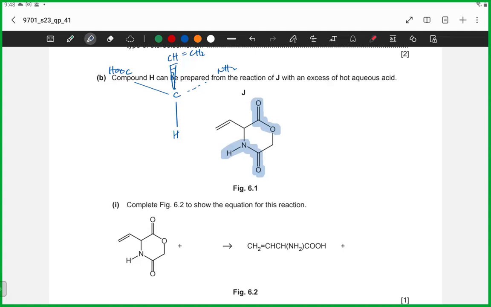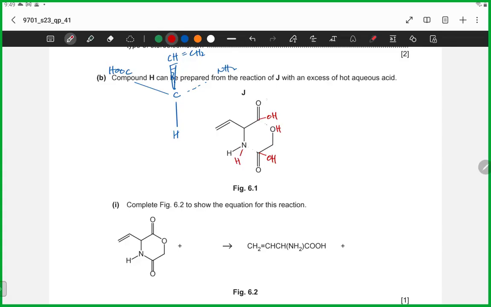So it's getting hydrolyzed basically. The ester and the amide, I think both of them are breaking. The ring structure is opening up. So basically the ester breaks, and the amide also breaks, right? So this will become an alcohol. This one is going to become a carboxylic acid, and that one is going to become an amine, right?